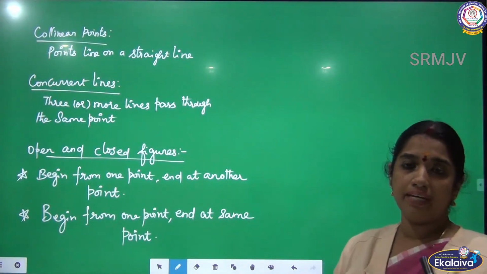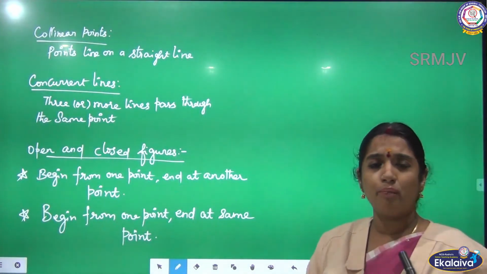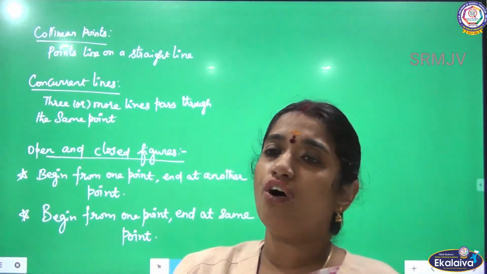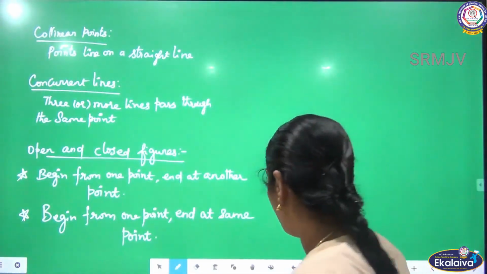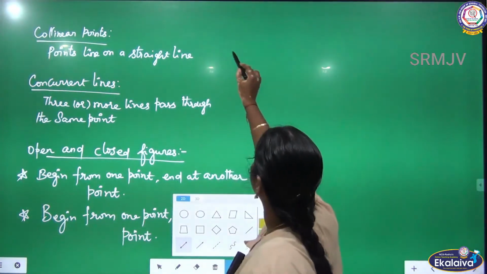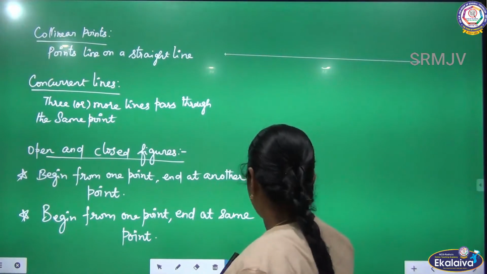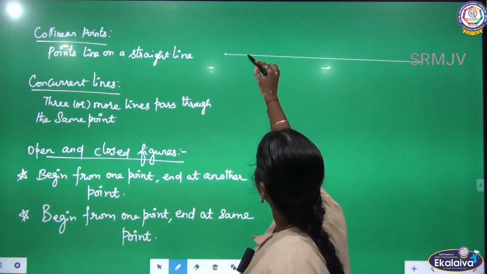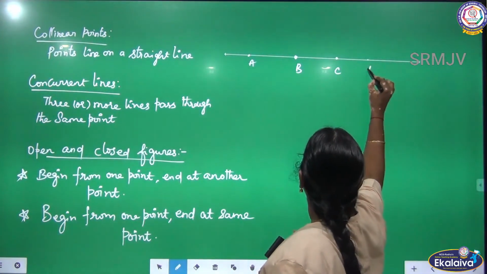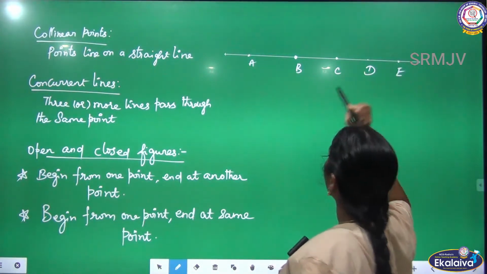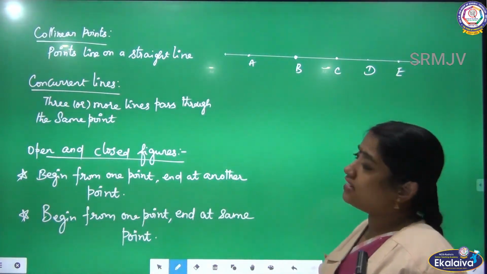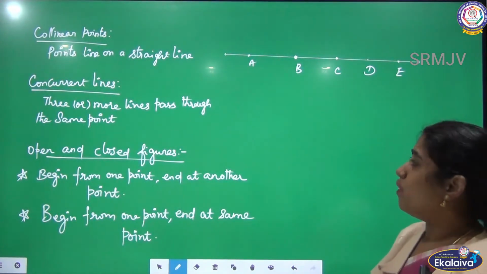Collinear. Collinear means any point, whatever M point, A, B or D or E, F, any point which is lying on the straight line. A point which is lying on a straight line. So this is a straight line, and the points A, B, C, D, E. All these A, B, C, D, E are lying on what line? Straight line. So for that it is a collinear point.